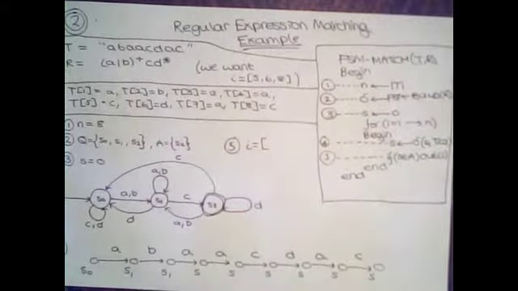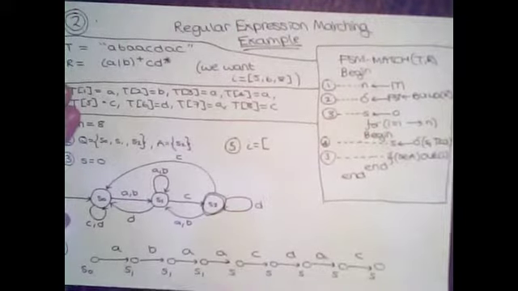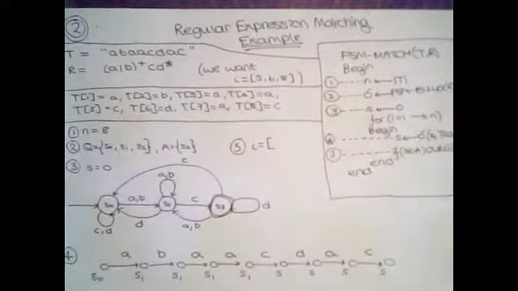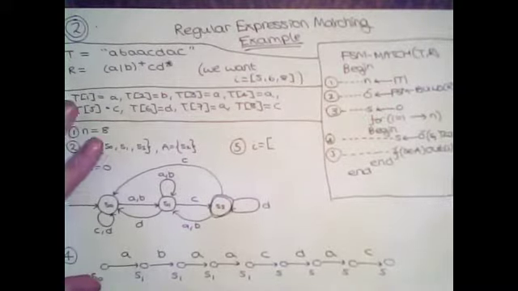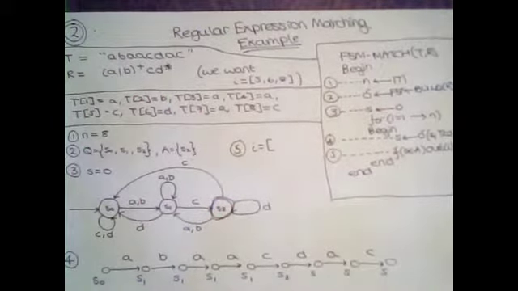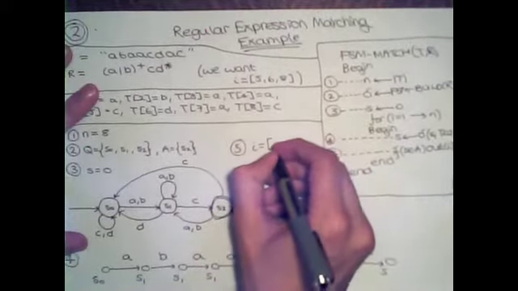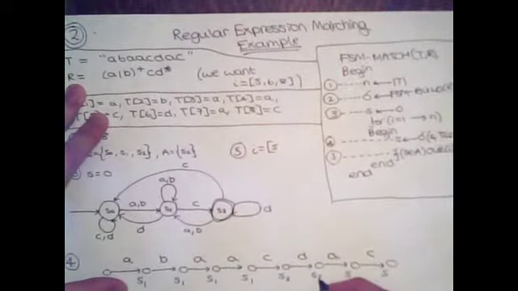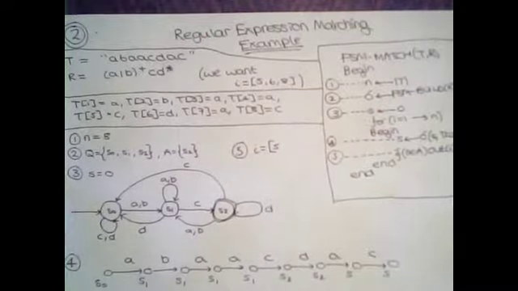With current state 1 and input a, the next state is state 1. With current state 1 and input c, the next state is state 2, which is a member of A. Therefore we can add i equals 5 to the array. With current state 2 and input d, the next state is state 2, which is also a member of A. Therefore we can add i equals 6 to the array.